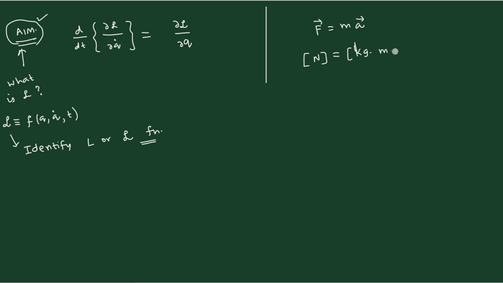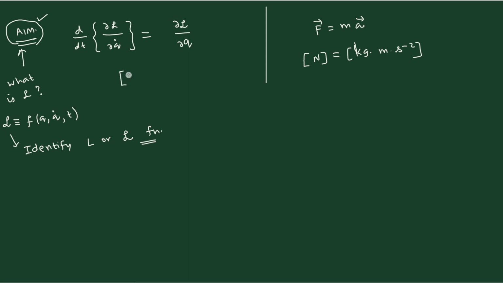Then you have acceleration in meter per second square. That is okay. So Newton is identically the same as this. But similarly, if you are going to perform dimensional analysis on the left hand side, what will you have? That is what we are planning to do.